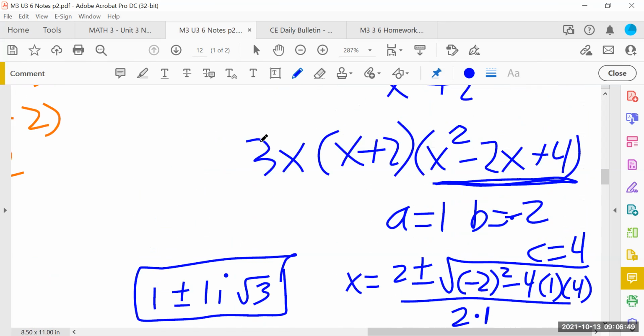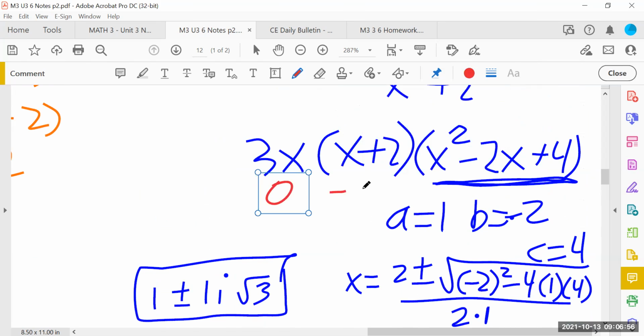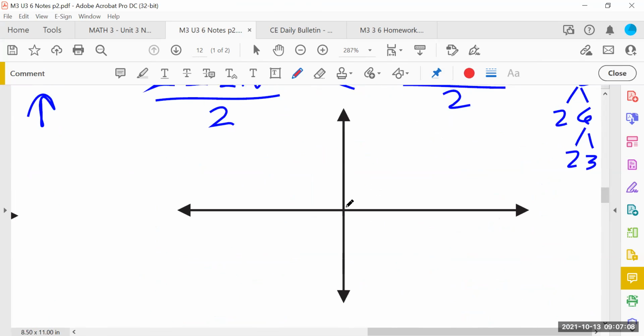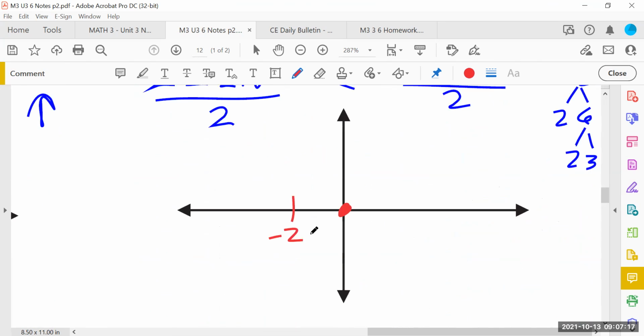But I have some x-intercepts, right? Let's go back up here. I have x-intercepts at 0 and -2. Does that make sense to everybody? 0 and -2. So I'm going to put those down. Here's 0. Here's -2. I have my y-intercept, right? 0, 0. So all I need is the end behavior.